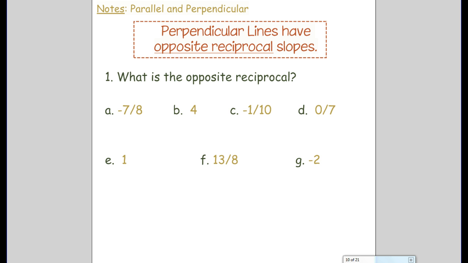Flip the fraction, switch the sign. Flip the fraction, switch the sign. You did not flip. Yep. You switched, you didn't flip. The fraction. Reciprocal. For the last one?